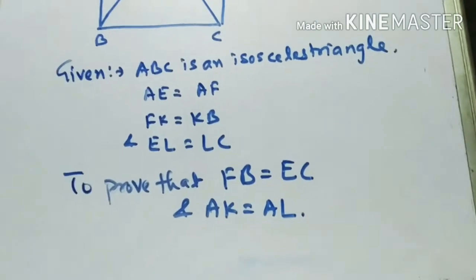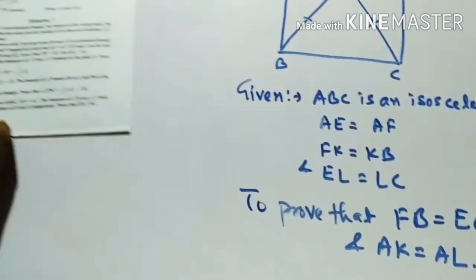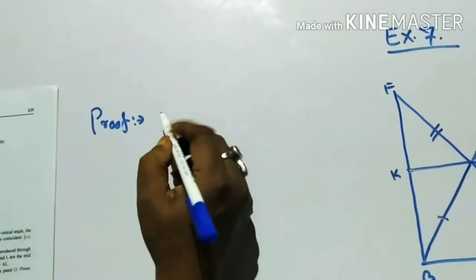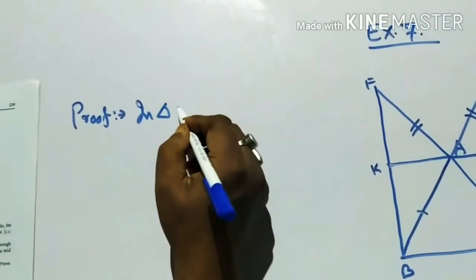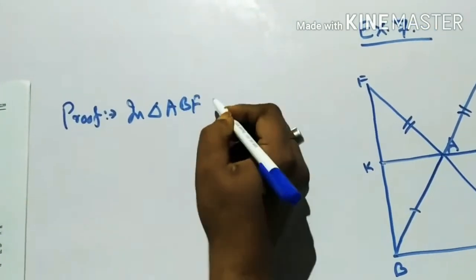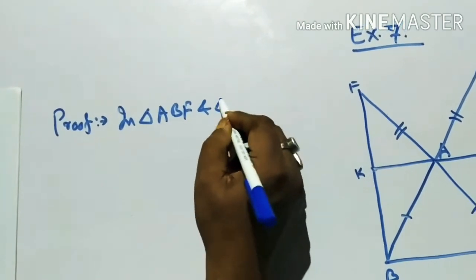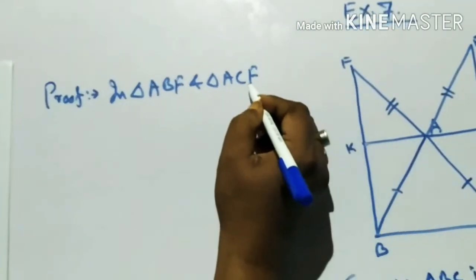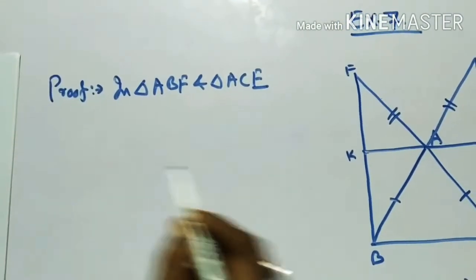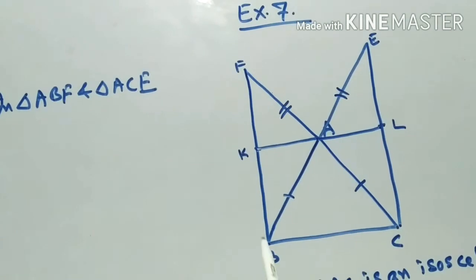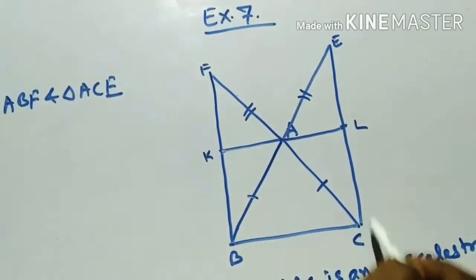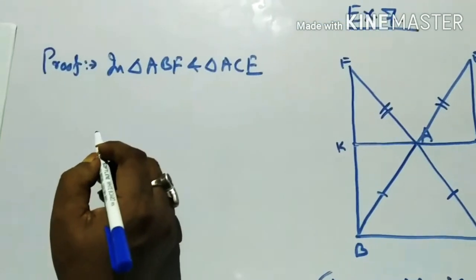Now see how I'm going to prove it. Now the proof. In triangles ABF and ACE, not ACF, ACE. ABF and ACE, these two are the triangles.